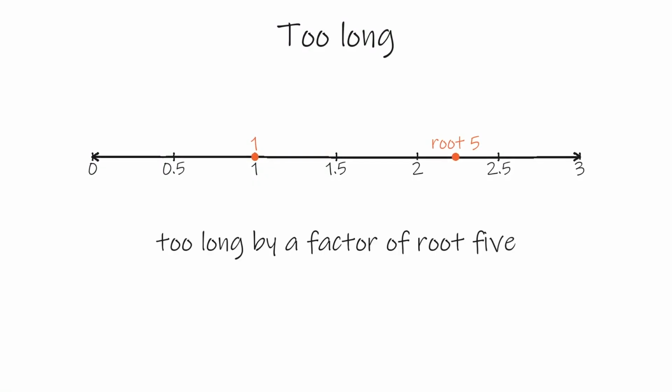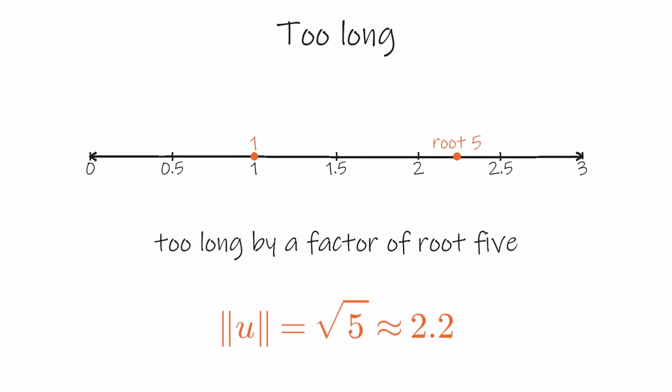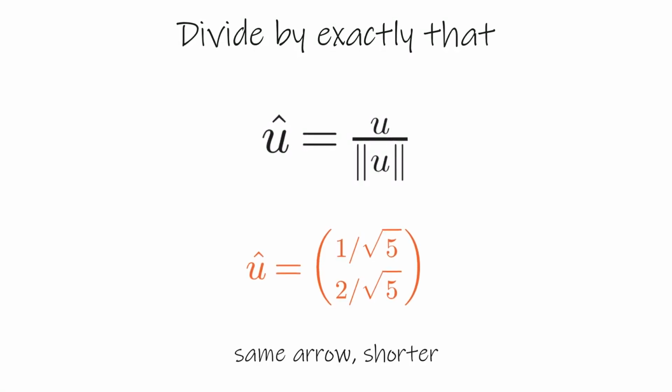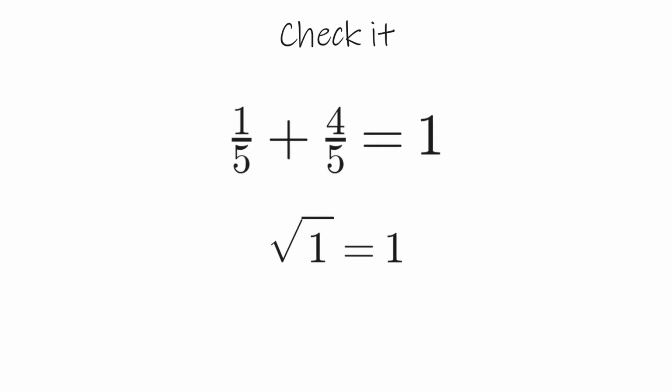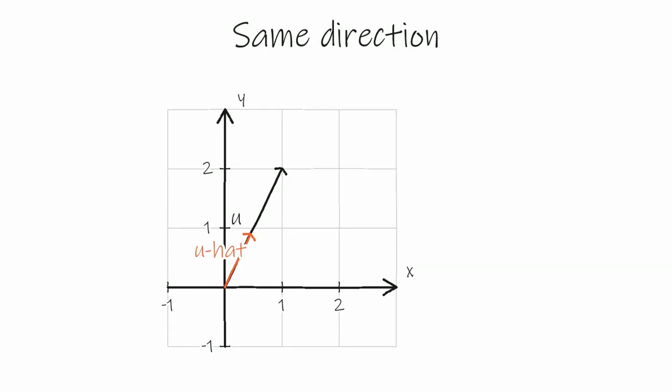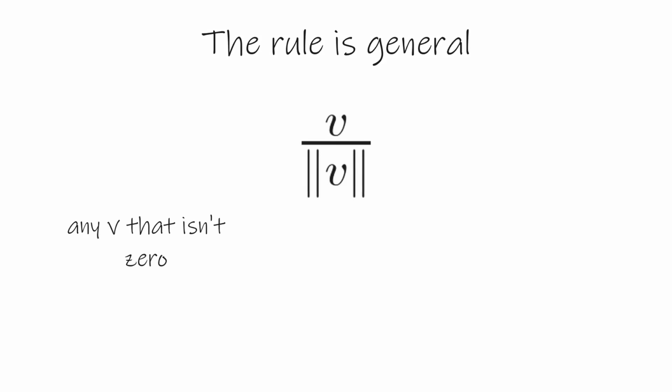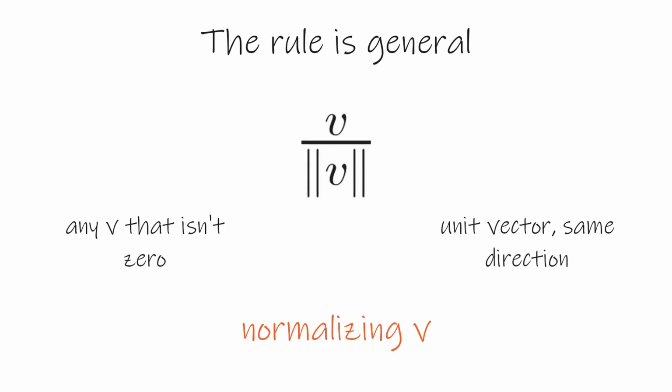About 2.2, too long by a factor of root 5. Divide by exactly that: 1 over root 5 and 2 over root 5. Check it. A fifth plus 4/5 is 1, and the square root of 1 is 1. A unit vector. It points exactly where you pointed, same direction, magnitude scrubbed off. The rule is general. For any v that isn't the 0 vector, v divided by its own norm is a unit vector in the same direction as v. That's normalizing v.